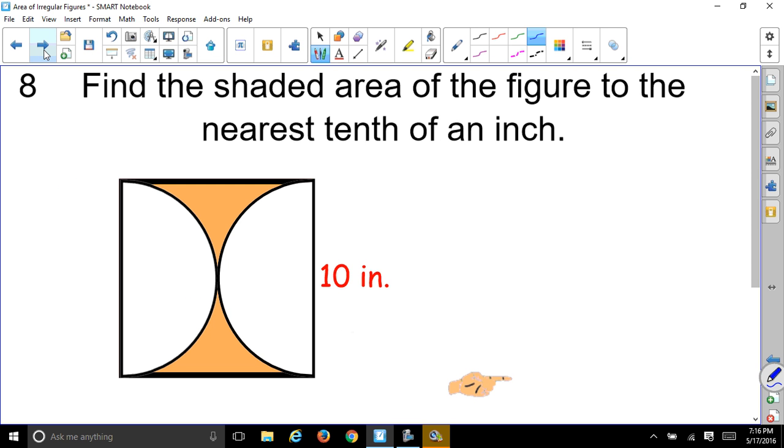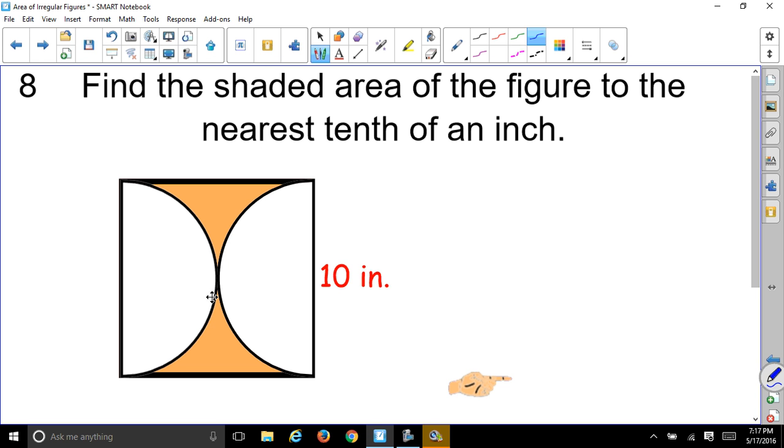Here's another one for you to find the shaded area of the figure to the nearest tenth of an inch. So here we have, it looks like a square because I see only one dimension, so it's 10 inches, so I can assume that all of the sides are equal to 10 inches. Now I notice inside I have, it looks like a half a circle here and a half a circle turned the other way. So that would give us a full circle.